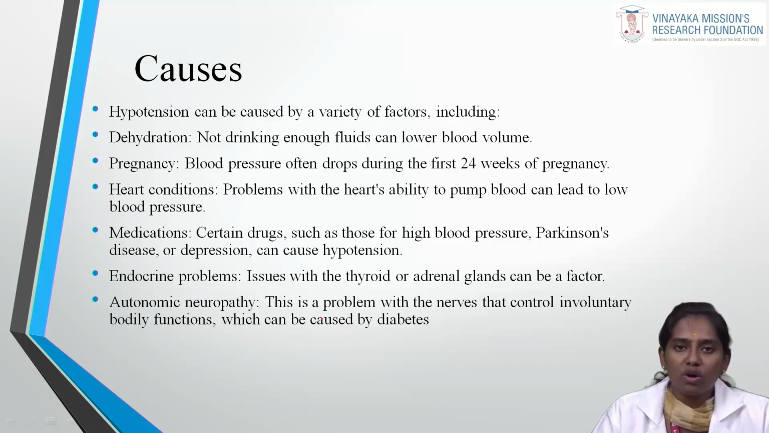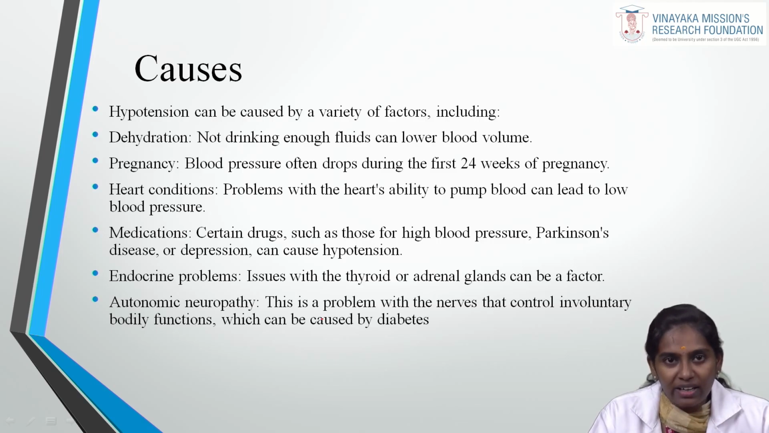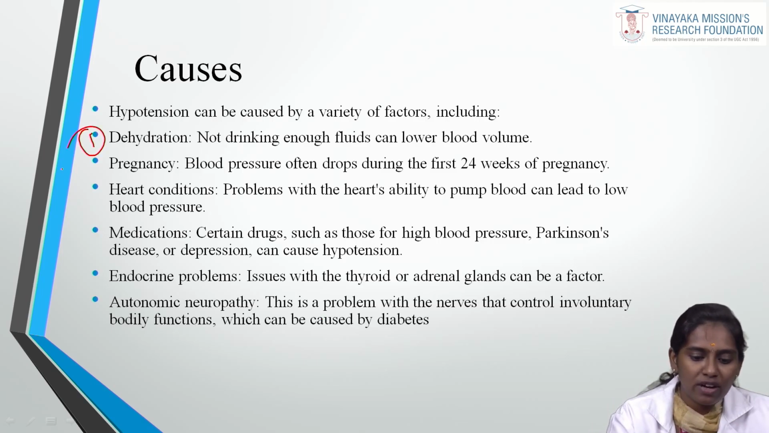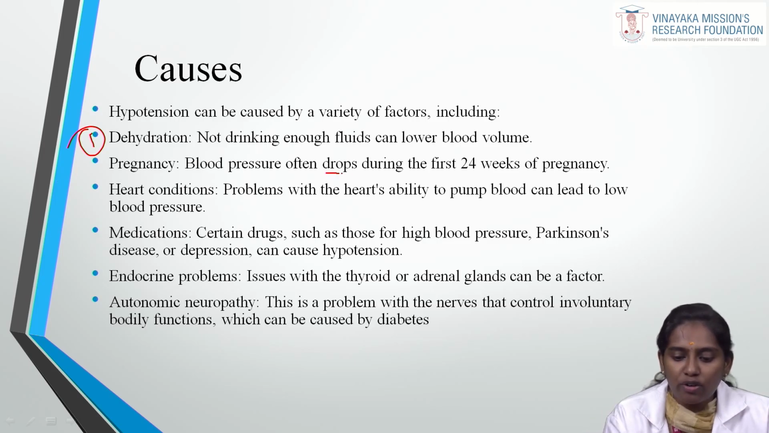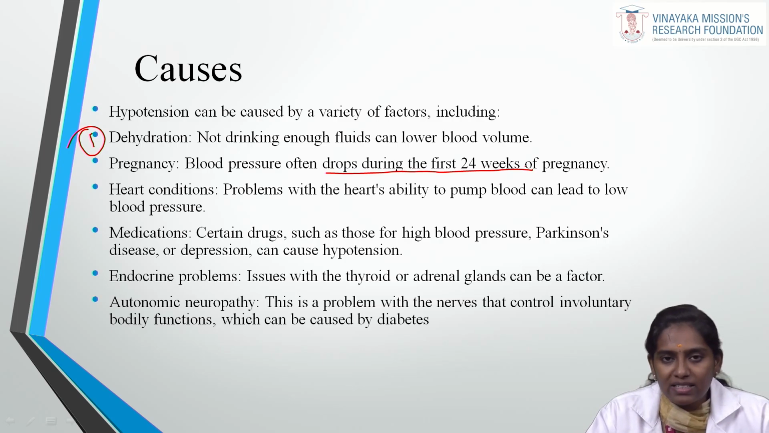Then what are all the causes? How are you getting hypotension? Hypotension can be caused by a variety of factors including dehydration. This is the first main factor. Dehydration, not drinking enough fluid, can lower blood pressure. If you are not drinking water at all, you have dehydration. Pregnancy, blood pressure often drops during the first 24 weeks of pregnancy. During pregnancy mainly you will not have a tendency to eat, so your blood pressure will be reduced in that condition.